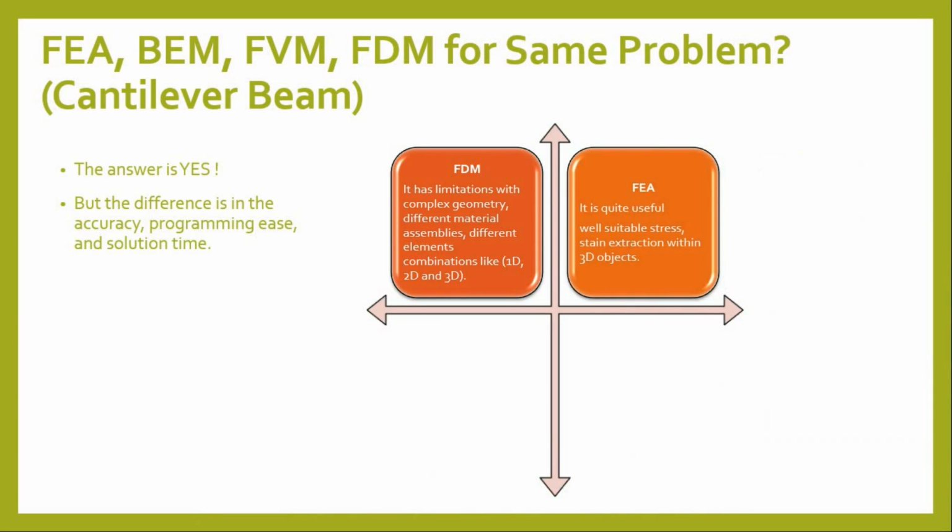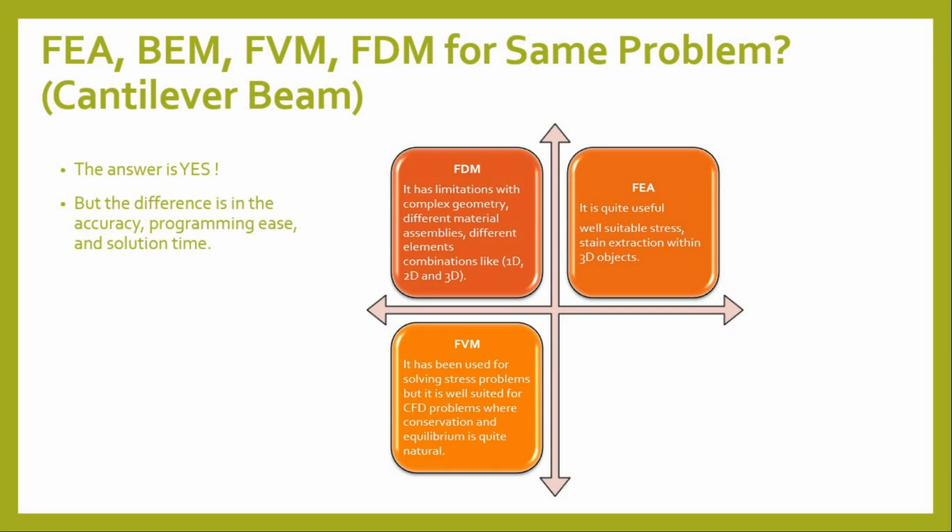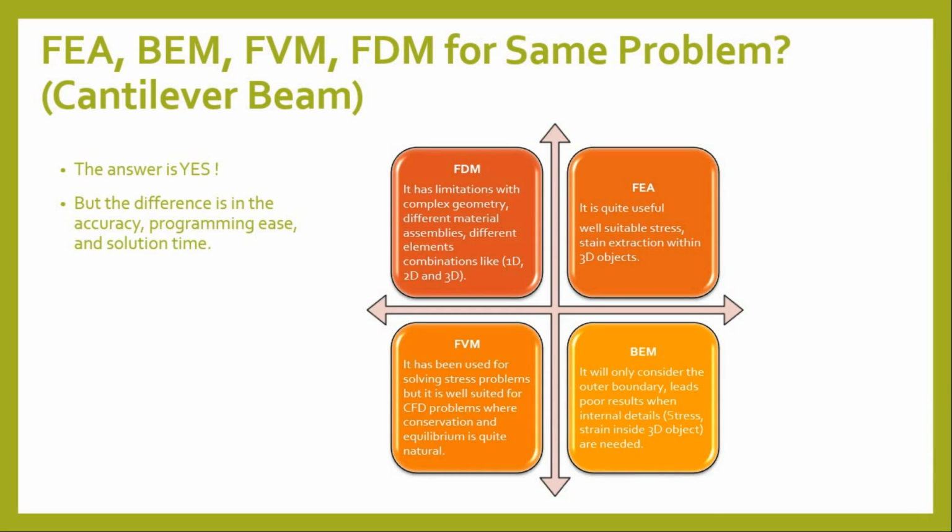Next, when you talk about FEA, it is quite useful and well suited for strain extraction within 3D objects. The next method, FVM, can be used for solving stress problems, but it is well suited for CFD problems only. Convergence and equilibrium are quite natural in that case. And then the last, BEM, only considers the outer boundary and leads to poor results when internal details like stresses and strains inside 3D objects are needed. So all of these may have limitations, but you will definitely get the stresses or the strain within the 3D object by using FEA, which is the most widely used method.